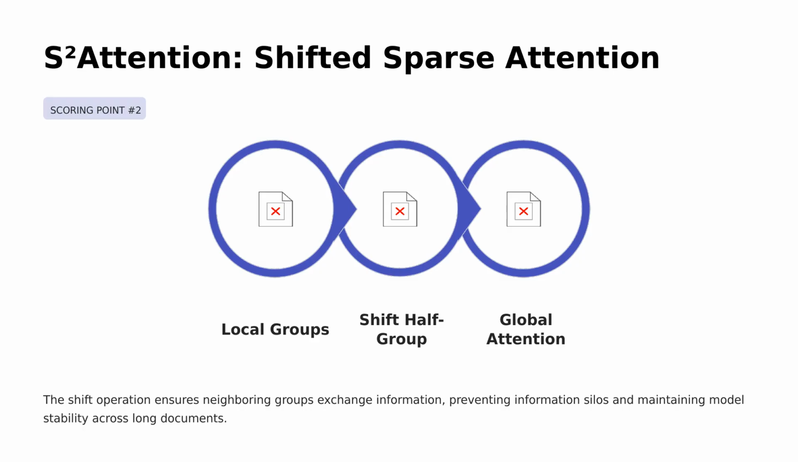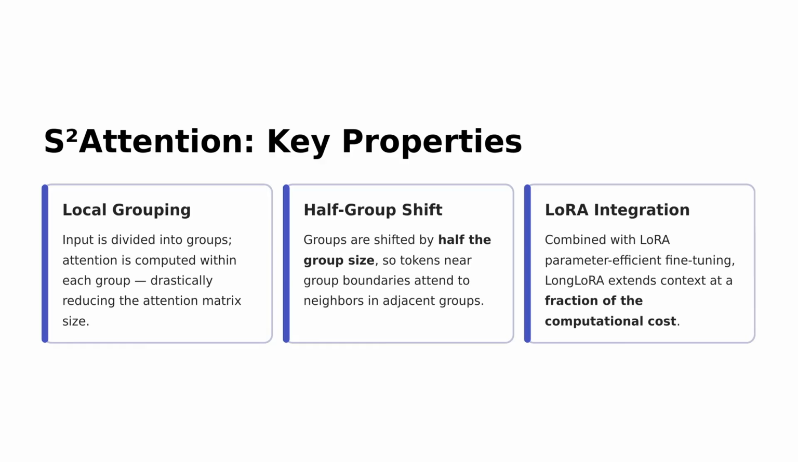On this slide, we explore S²-Attn, specifically focusing on the second scoring point, shifted sparse attention. This involves global attention and a shift half-group approach within local groups. The shift operation plays a crucial role by enabling neighboring groups to exchange information. This exchange helps prevent information silos, ensuring that the model remains stable and effective, even when processing long documents. This innovative attention mechanism is key to enhancing model performance.